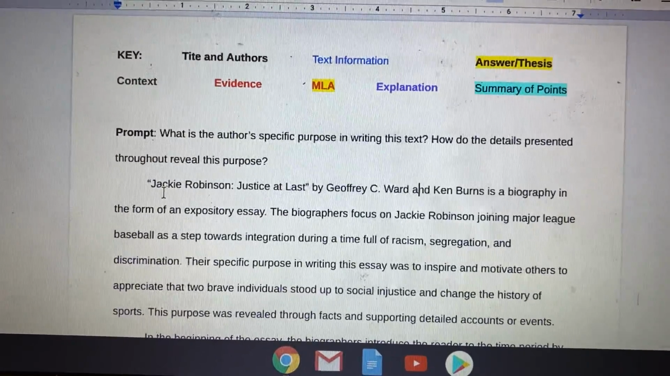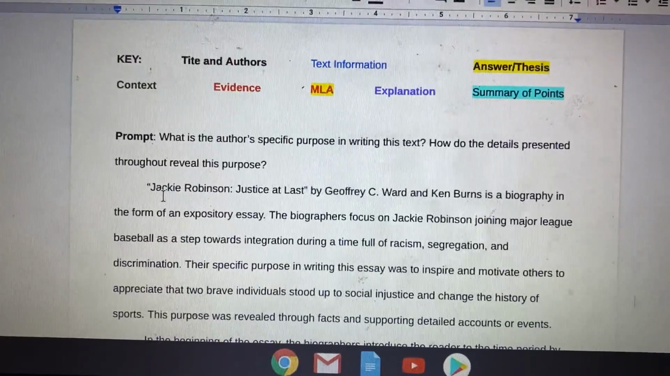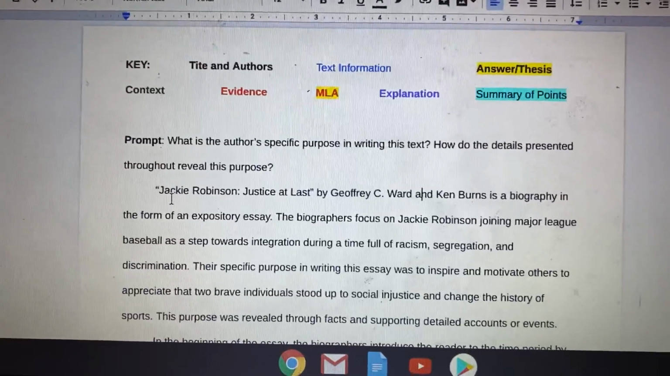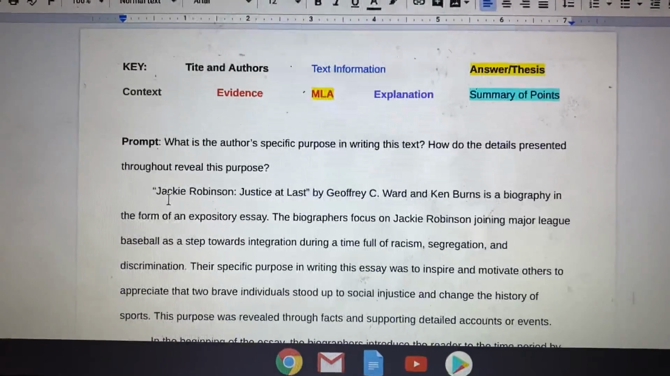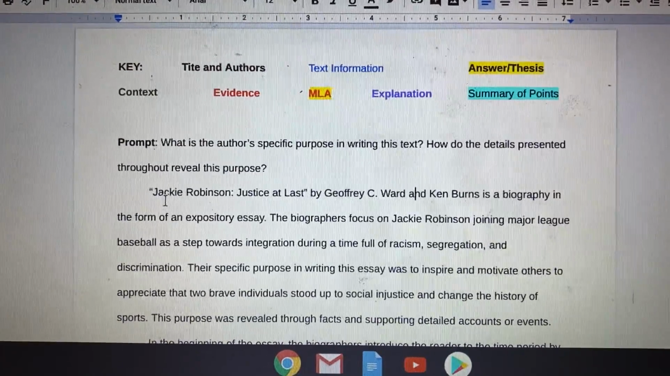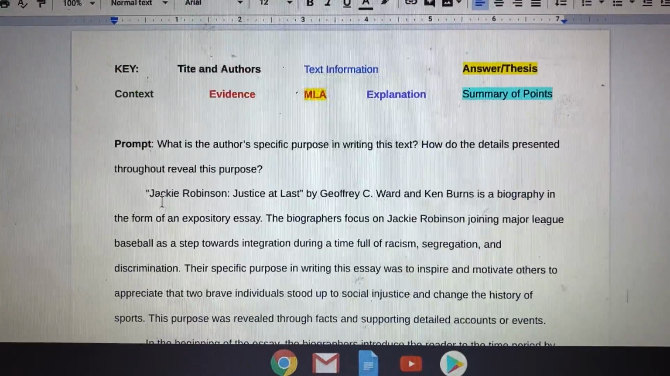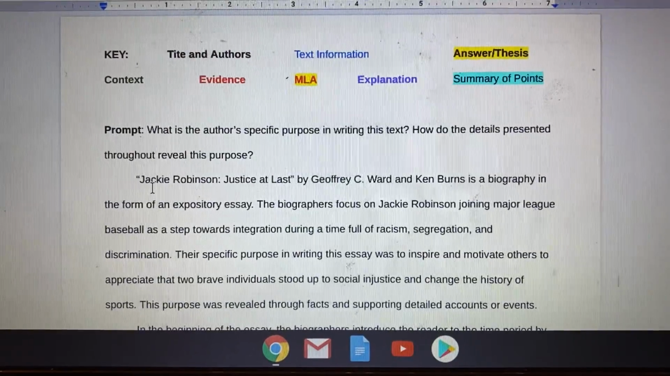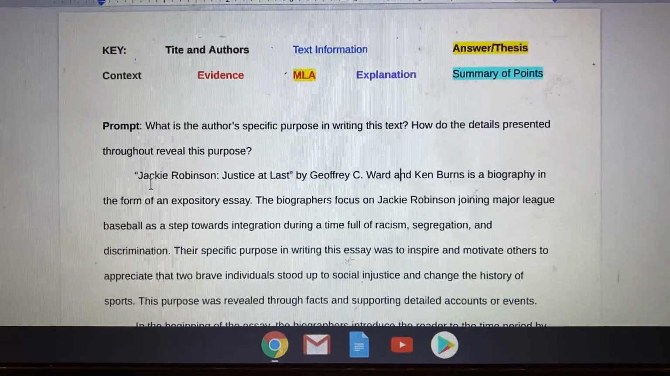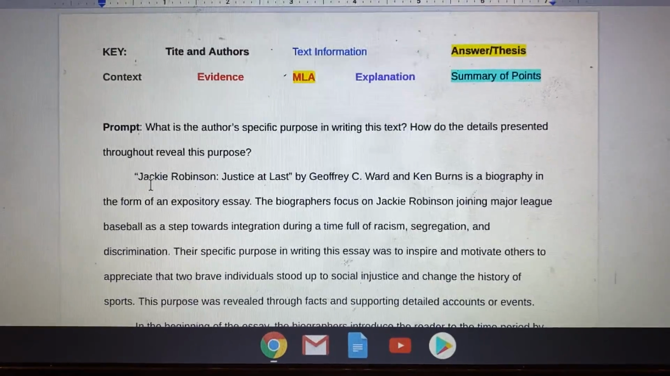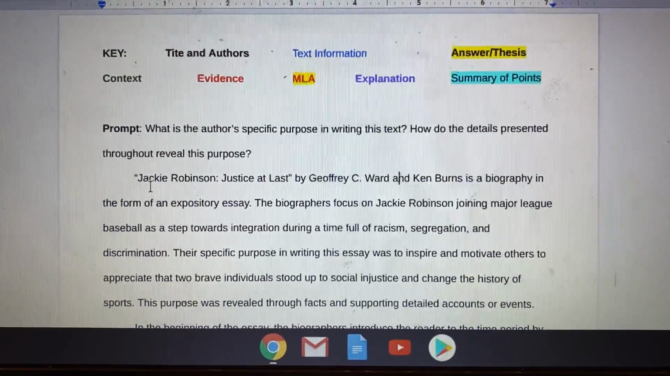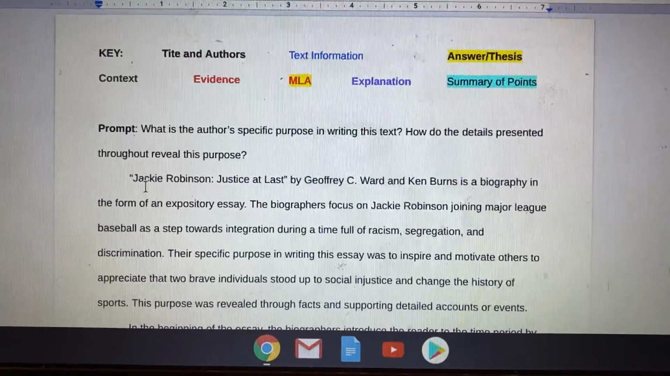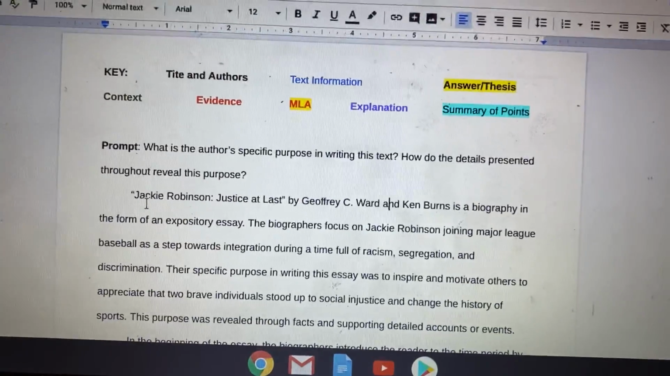Jackie Robinson, Justice at Last by Geoffrey C. Ward and Ken Burns is a biography in the form of an expository essay. The biographers focus on Jackie Robinson joining Major League Baseball as a step towards integration during a time full of racism, segregation, and discrimination. Their specific purpose in writing this essay was to inspire and motivate others to appreciate that 2 brave individuals stood up to social injustice and changed the history of sports. This purpose was revealed through facts and supporting detailed accounts or events. I'm going to stop here.